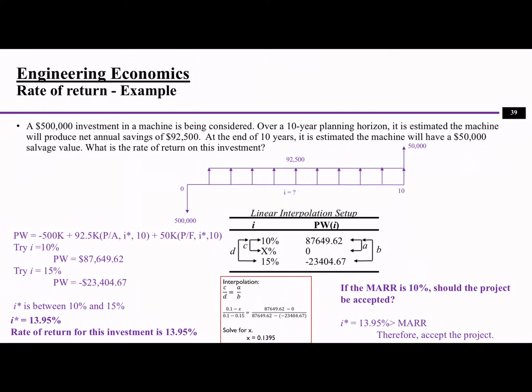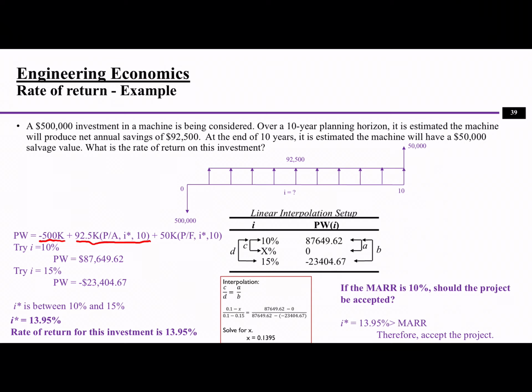At the end of 10 years, the salvage value will be $50,000. And what is the rate of return of this investment? Okay, so in order to calculate the rate of return, what do we have to do? We let the inflows and outflows equal 0, or inflows minus outflows equal to 0, right?